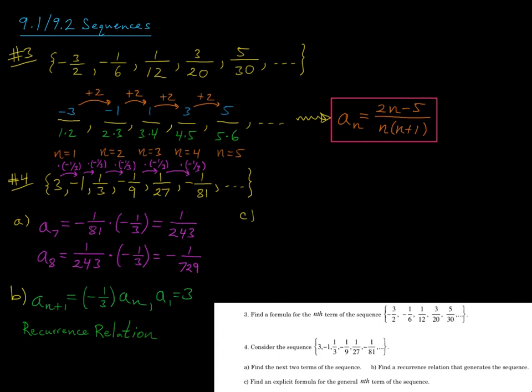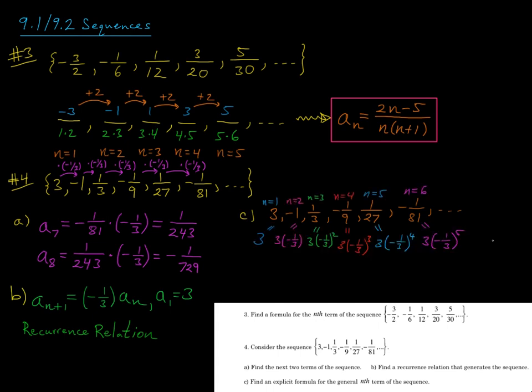Now for part C, it says find an explicit formula for the general nth term of the sequence. For that, we just want a formula much like what we wrote down for question 3, where I can just plug in a value of n and it's just going to spit out the corresponding nth term. So going back again to this observation, we're just repeatedly multiplying by -1/3. So a1 is 3, and then to get to a2, I just multiply that 3 by negative 1/3. Then to get to the next one, just multiply by negative 1/3 again.